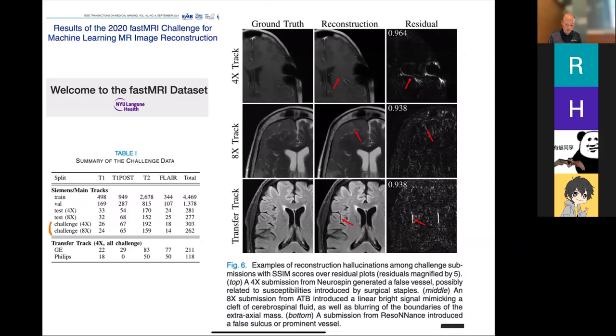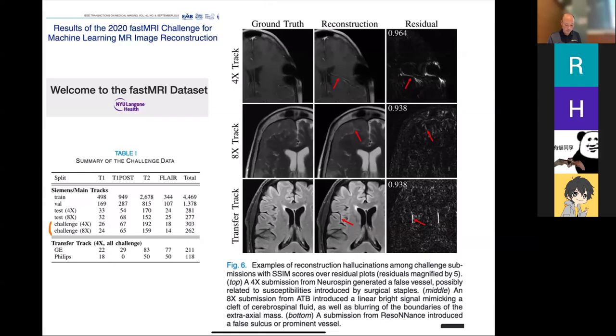And overall, they found that they did pretty good. But in certain cases, they did find that the deep learning networks would hallucinate. So for example, this is the ground truth, which is the fully sampled k-space data, so you keep all the data. 4x means you go 4 times as fast, so you throw out 75% of the data. Or you go 8 times as fast, so you throw out even more of the data.